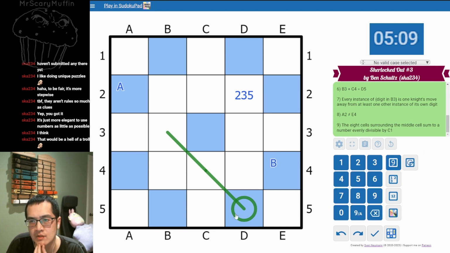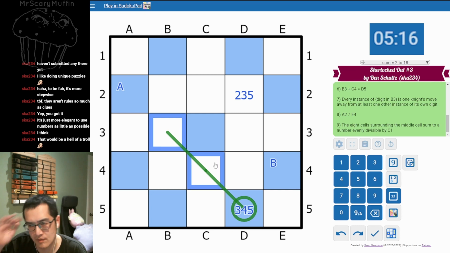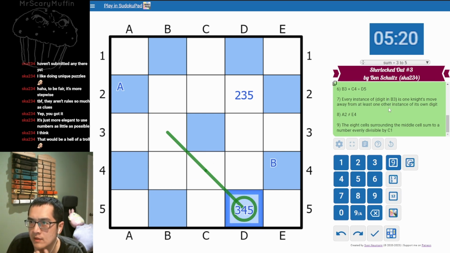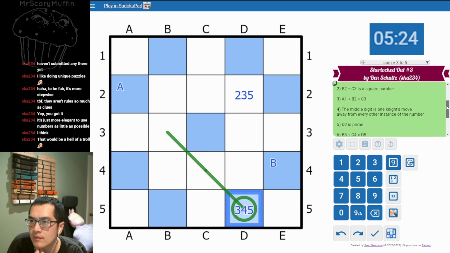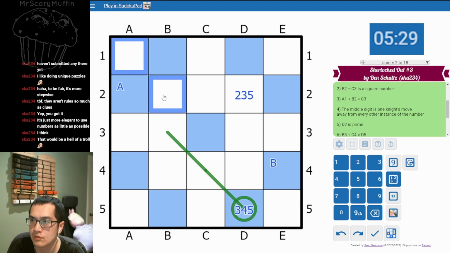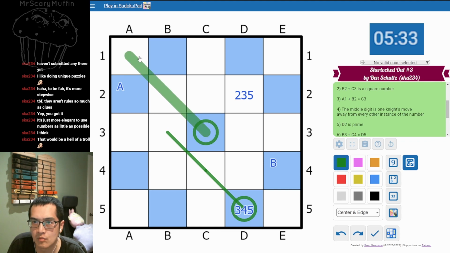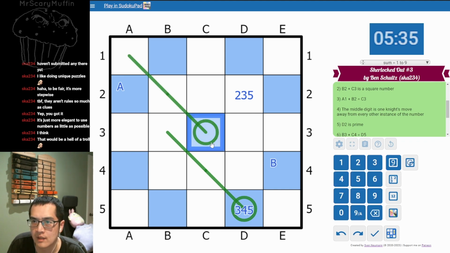So let's break it down, actually, because then this could be 3, 4, or 5, and then these could be 1, 2, 3, 4, which doesn't really help us too much, but I'll keep that pencil mark. Okay, A1 plus B2 equals C3. Okay, so we got another arrow here. And now we know this is 3, 4, 5 as well. These could be the same number.